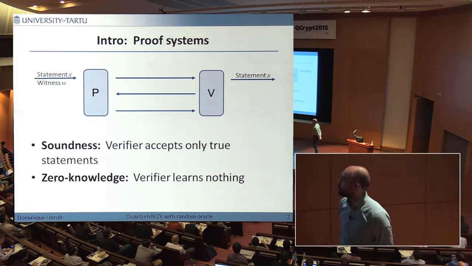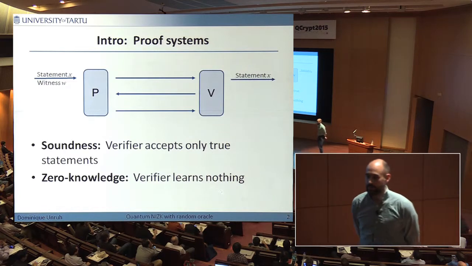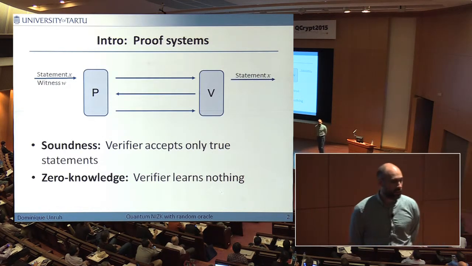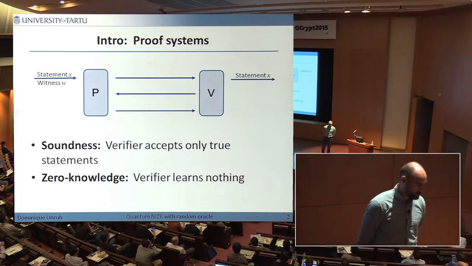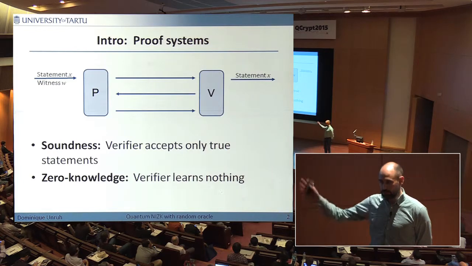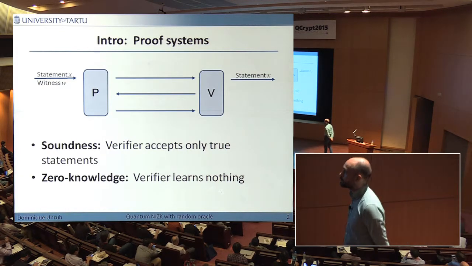Since I will be talking about non-interactive zero-knowledge proof systems, which may be rather unfamiliar to a lot of you, let me start by introducing first what the general goal in proof systems is, and then we will see what we do about them in the quantum setting.